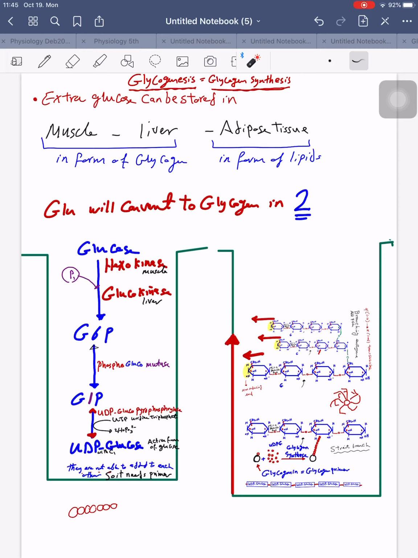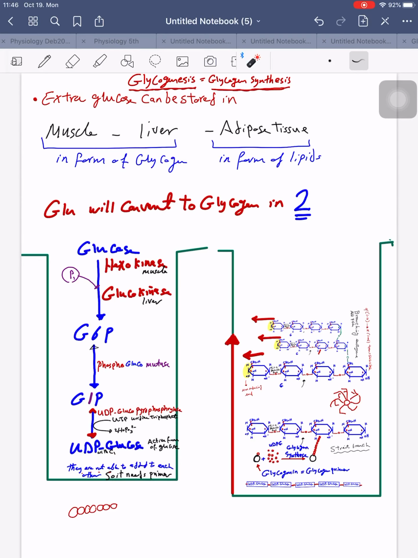So generally, let's start to understand the two processes. What does building up mean? What does hydrolysis mean? And how is the mechanism for both of them? Generally, we start with glycogenesis, or glycogen synthesis. I mean that we build up.